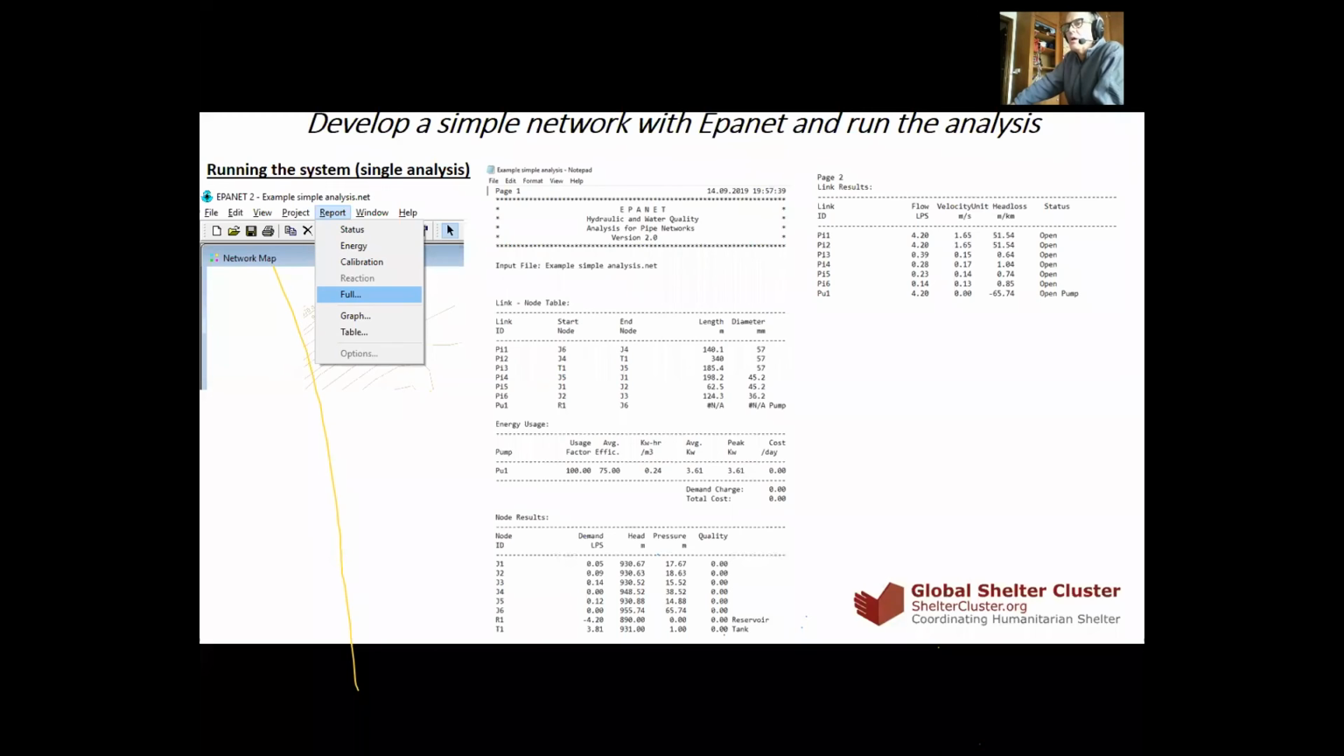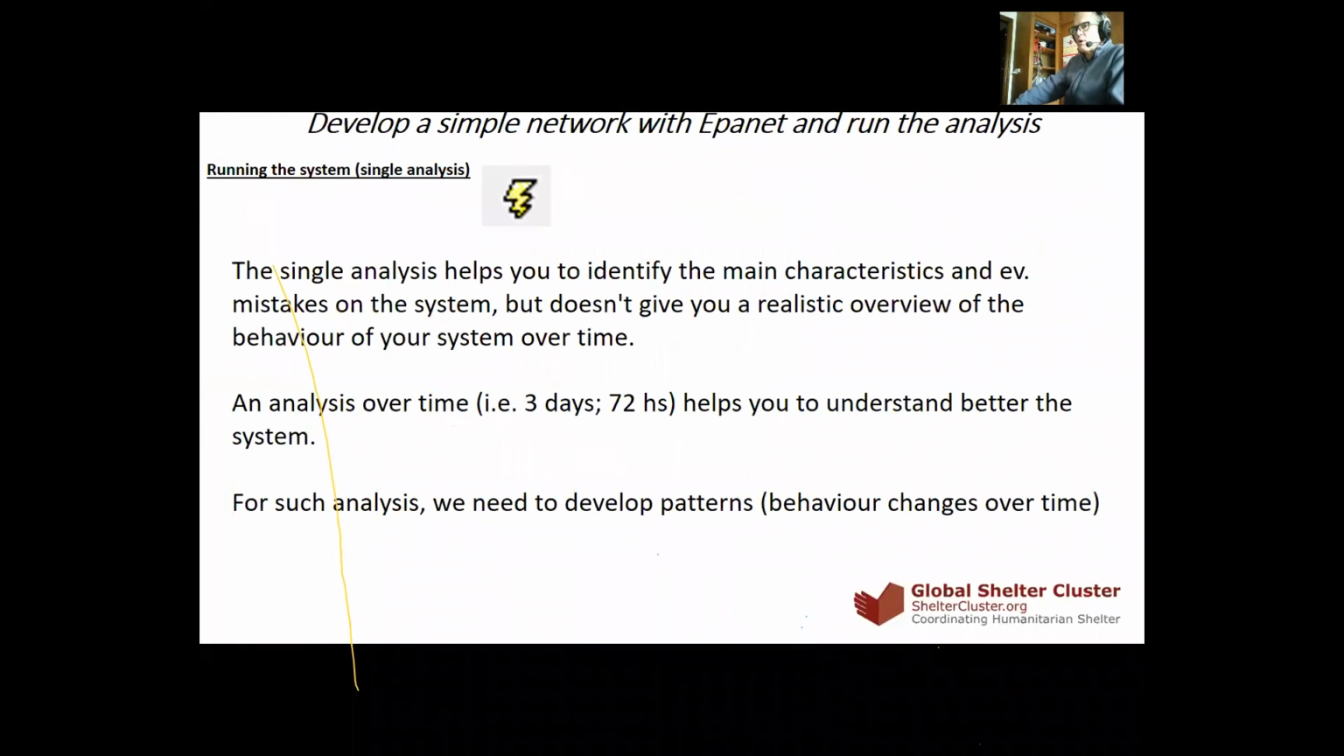At this point, you can see the report. Just go on Report and Full, and you have all the parameters. You have the size of the pipe, the length of the pipe, the nodes, the junctions, and the demands and everything. And this, okay, can be interesting.